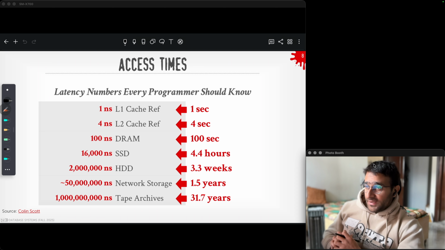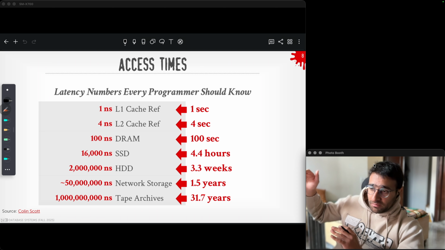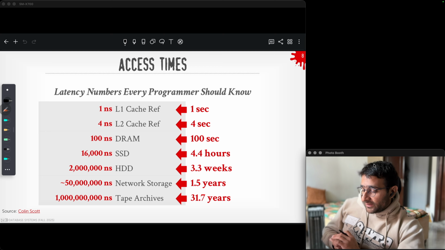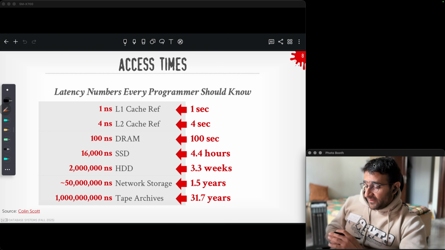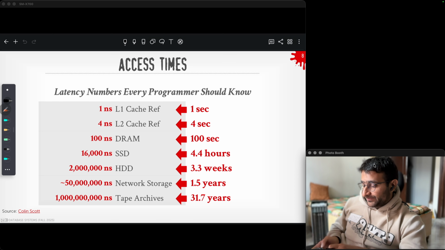That would be like me traveling from here in a bus and going 50 kilometers to read that particular data, and so on. Network storage is 1.5 years, and that's what I was talking about, the network latency. In an ideal world, reading from the caches would be very fast. The L3 cache is missing here, but I think it would be somewhere around 20 to 30 seconds.